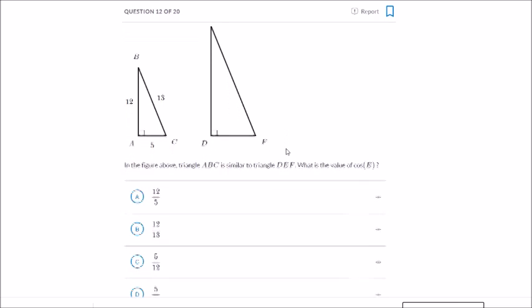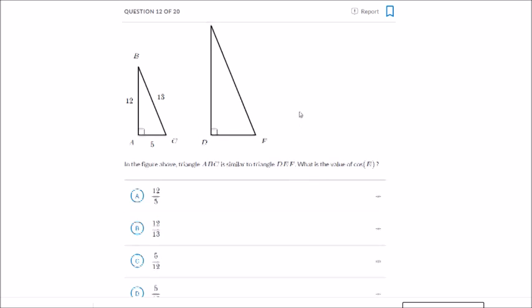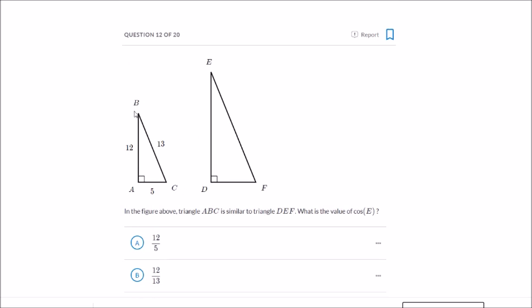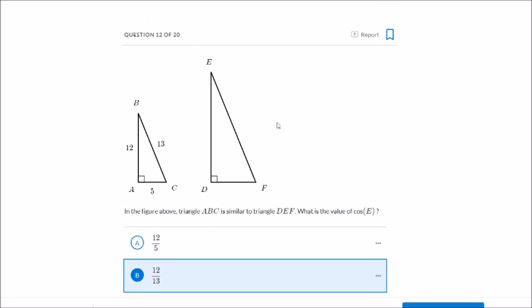Next, similar triangles. What is the value of cosine E? If the triangles are similar to each other, they will uphold the same values of cosine. They will uphold the same ratios, right? They're proportional. So we have cosine E is adjacent over hypotenuse. So that's 12 over 13. So the answer is 12 over 13 as well, because E is corresponding to B in this triangle.